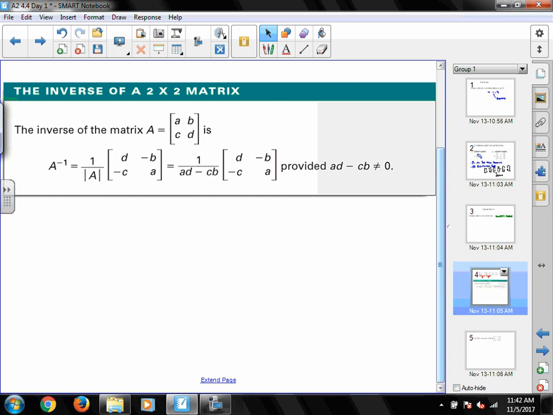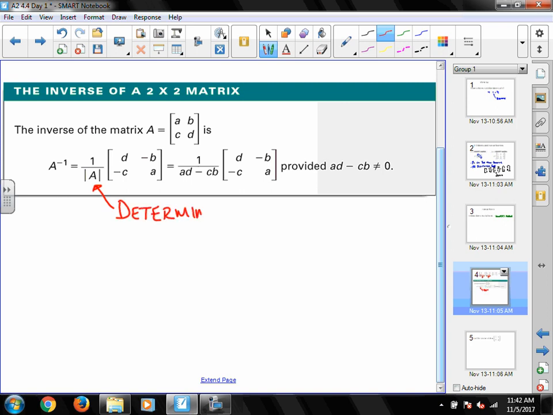So how do you find these? If I have some matrix, A, B, C, D, first thing you need to do is find the determinant. Hopefully you guys haven't forgot about those, but absolute value bars around A, since we're dealing with a matrix, this is our determinant. So you have 1 divided by the determinant. A lot of the times these end up being 1. Where I catch you is when I make them not 1.